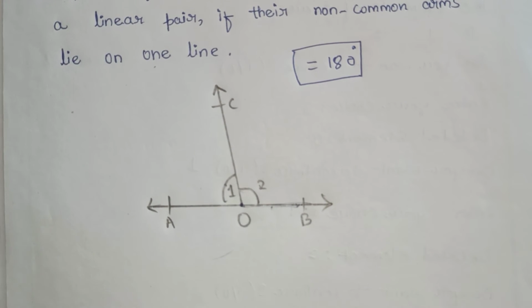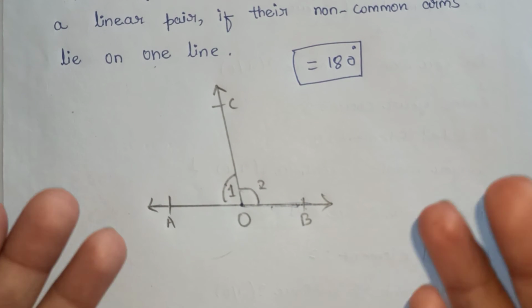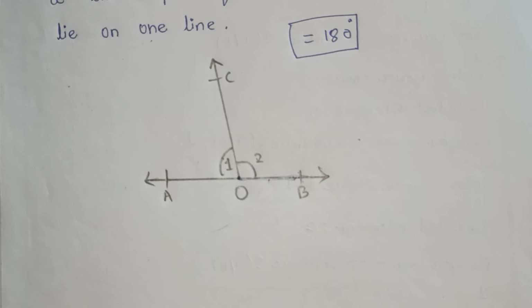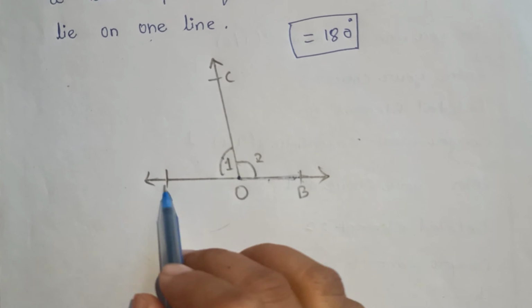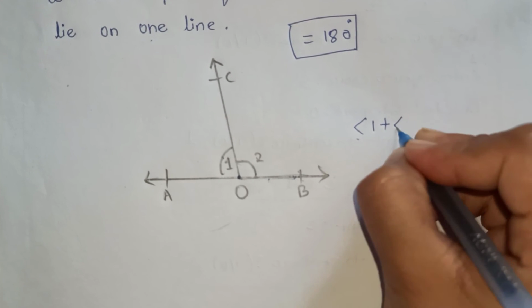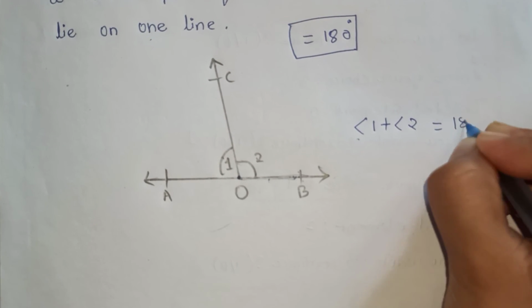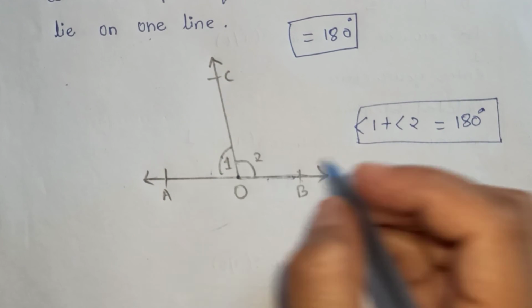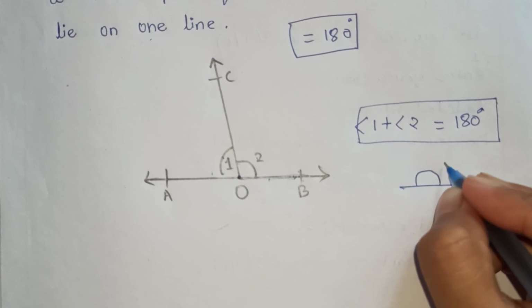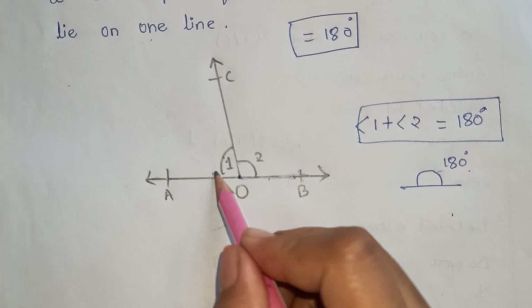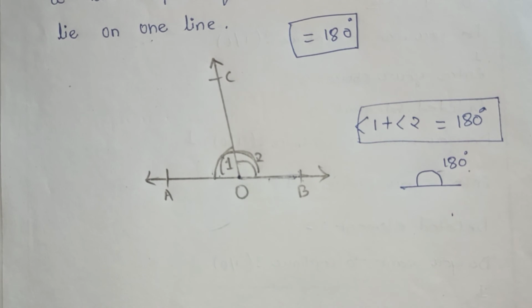But in adjacent angles, the non-common arms may or may not be a straight line, right? We have seen the diagram. But in a linear pair, it is compulsory that it must be a straight line. And also, the sum of the linear pair, that is angle 1 and angle 2, must be 180 degree. Yes, it is 180 degree. Why? Because they are on the straight line angle. And we know that a straight line angle is equal to 180 degree. Angle 1 plus angle 2 is equal to 180 degree.